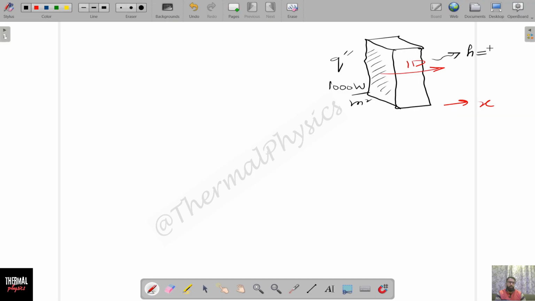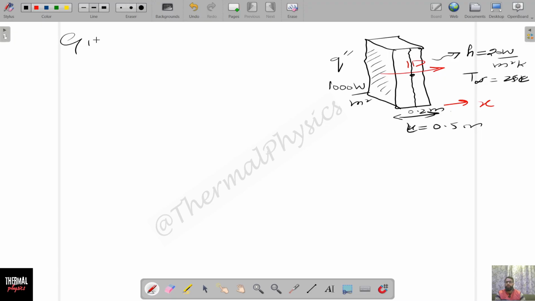Say the h value of the fluid is 20 watt per meter square Kelvin, and this fluid's temperature is 25 degrees Celsius. So we'll find the temperature at the center of the wall, where the thickness of the wall, or L, is say 0.5 meters, and we'll find the temperature at say 0.2 meter, taking the steady state condition. So it will be a stationary problem.